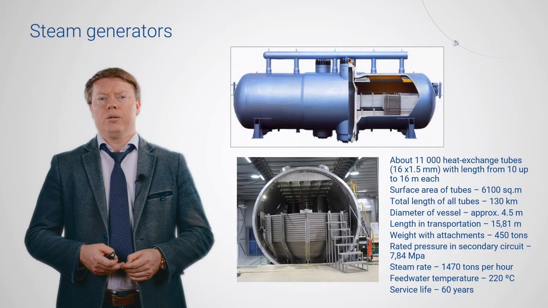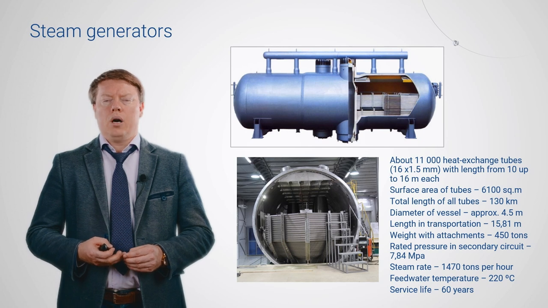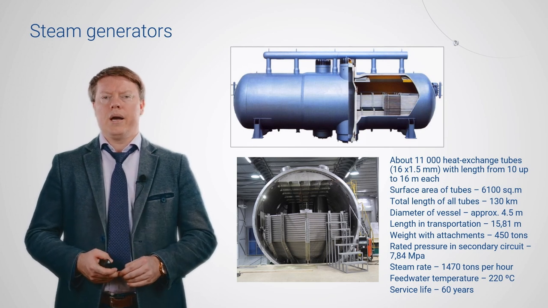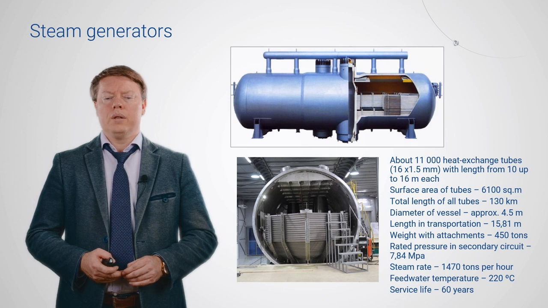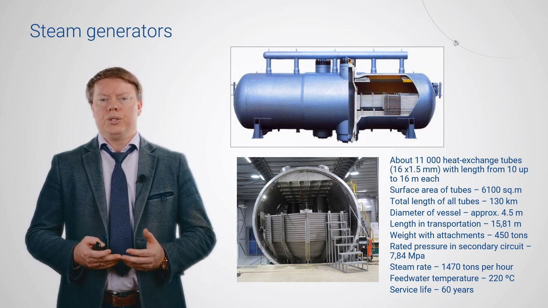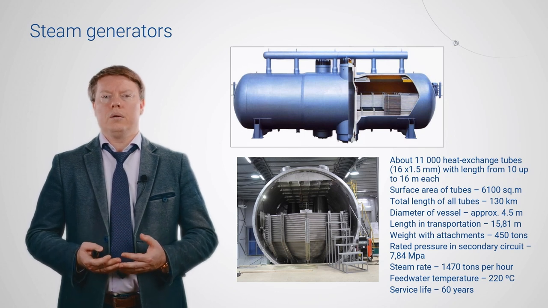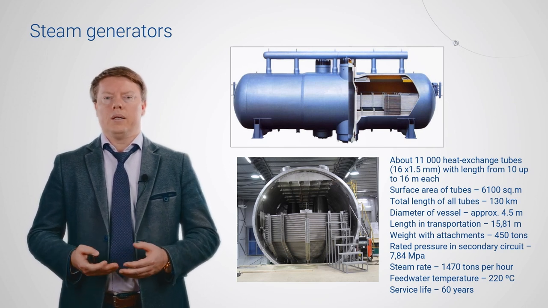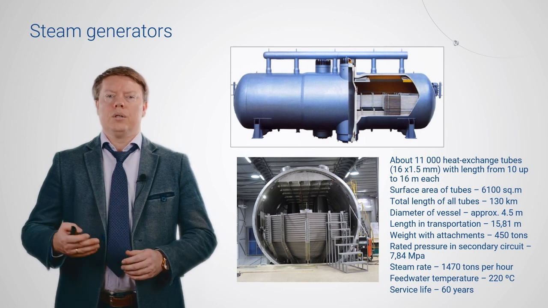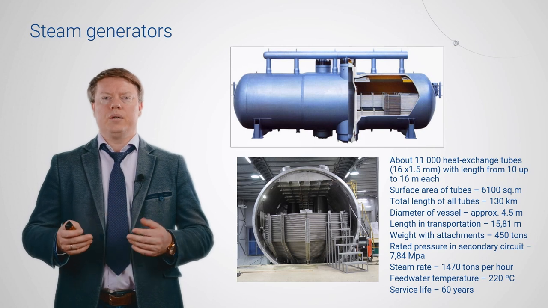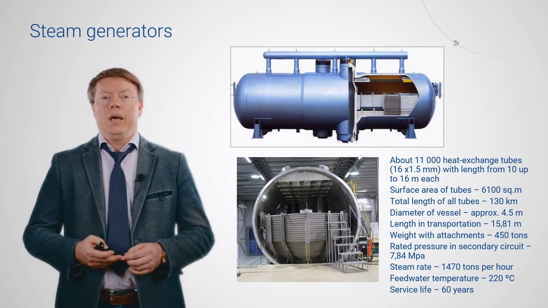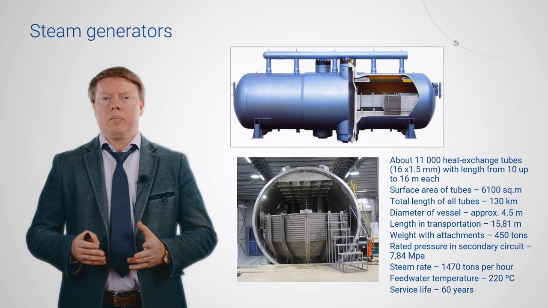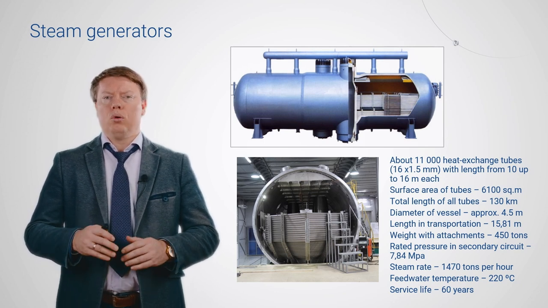And the steam generator is a huge construction, about 12 meters in length and 6 meters in height, and includes more than 6,000 tubes. Inside these tubes we have the coolant, light water from the reactor, and outside the tubes we have feed water, and the feed water produces steam, and after that the steam goes to the turbine. And the full surface of these tubes equals approximately 10 football fields.